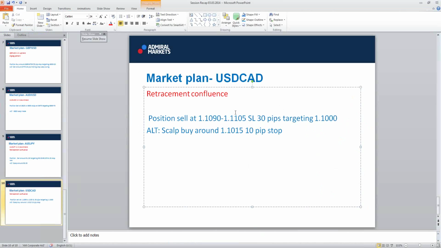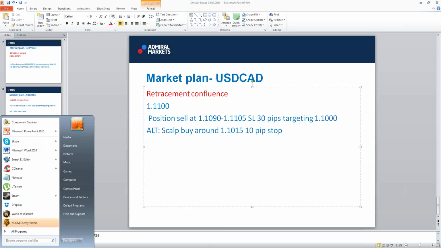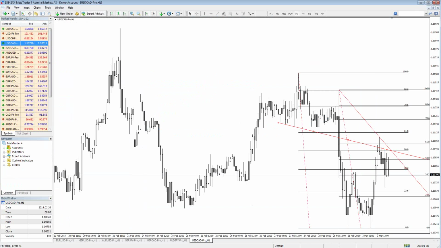particularly 1.1100, it's a very good level to short into, with only a 30 pip stop loss. Okay? According to this, we should drop even more.